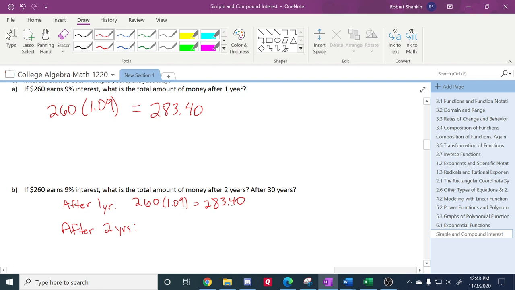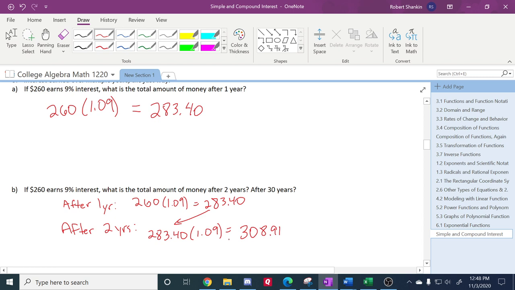And then after 2 years, we start the second year with this amount. This money is what we start with. And we multiply this by 1.09. And this gives us, pull out my calculator, $308.91.